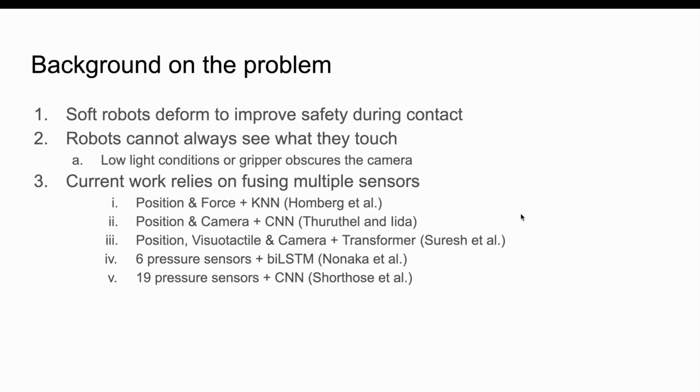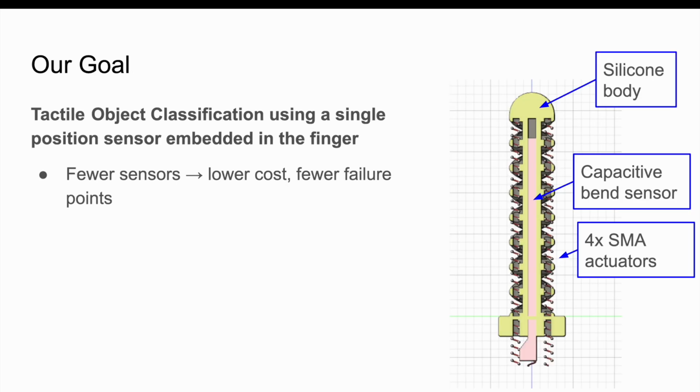There's a lot of prior work in this area using a combination of different sensor types or multiple sensors and different deep learning architectures like CNNs, transformers, and LSTMs, but our goal is to use just one sensor. So our goal is tactile object classification using a single embedded position sensor, which reduces the sensor count, which lowers the cost and the failure risk.